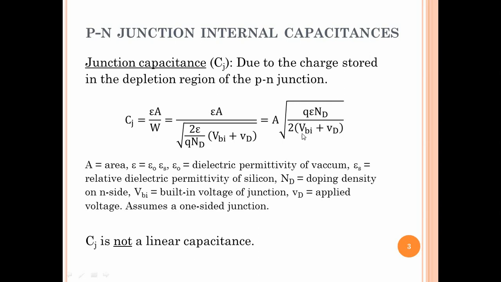VBI is called the built-in voltage of the junction. It's an internal PN junction parameter. VD is the applied diode voltage across the diode. This is ND, which is the doping density on the N side. So this equation is written actually assuming that in a PN junction, the N side doping density is much lower than the P side doping density, and then this is the expression. If both densities are similar, this expression is a little longer, but we will not worry about it.